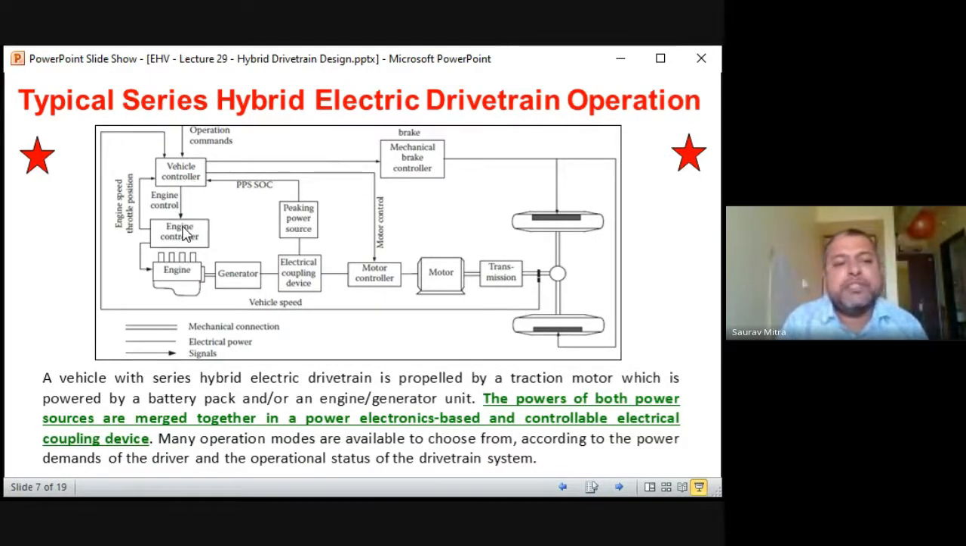Vehicle controller to engine controller. Engine controller is giving feedback. Engine controller to engine. This is another signal. From here comes the vehicle speed. And whatever is the peaking power, from there comes the PPS state of charge. That is another signal given to the vehicle controller. So these are all the signals coming towards the vehicle controller.